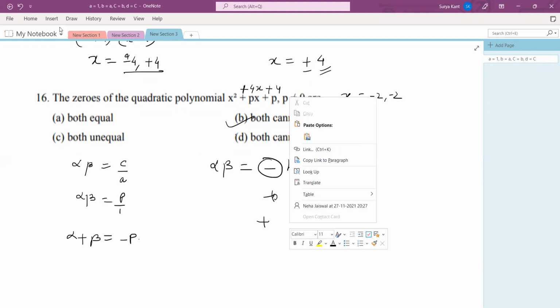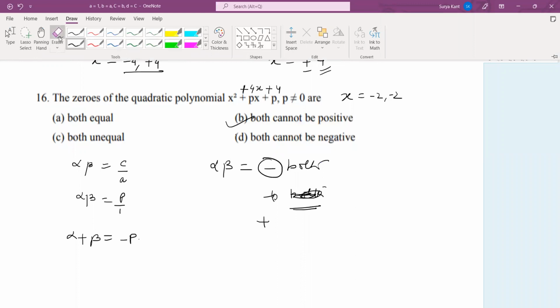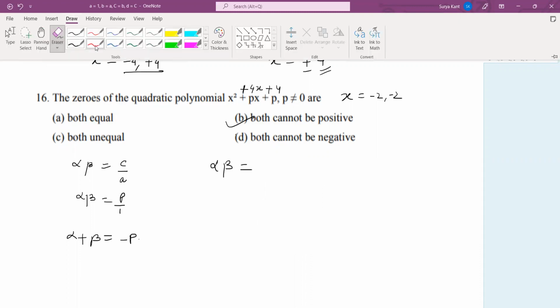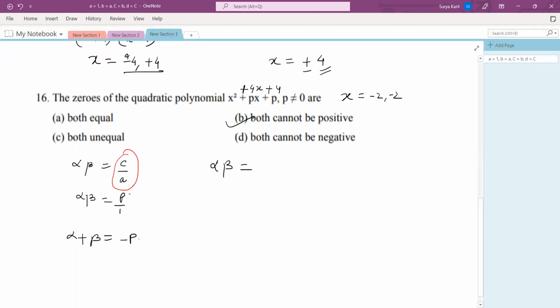One minute. What are we doing here? If you see what you are saying right now, alpha beta equals c by a. Here it is given positive. So either alpha beta both negative or both positive. Correct? Then only this will come positive. And alpha plus beta is equal to minus p. It means that both being negative is possible, but both being positive is not possible, right? So option B is correct, right?